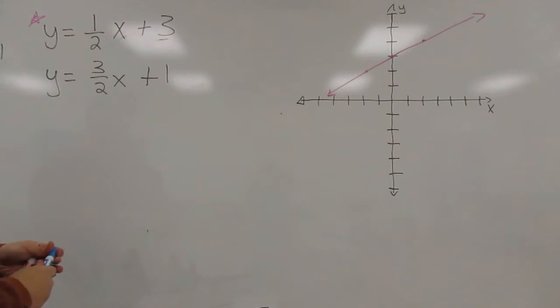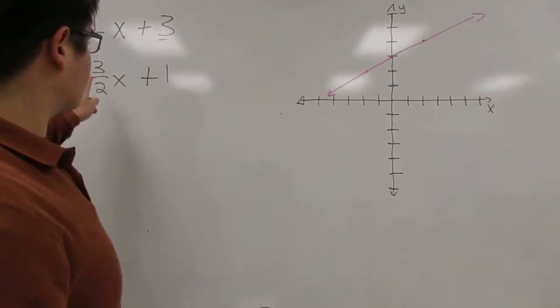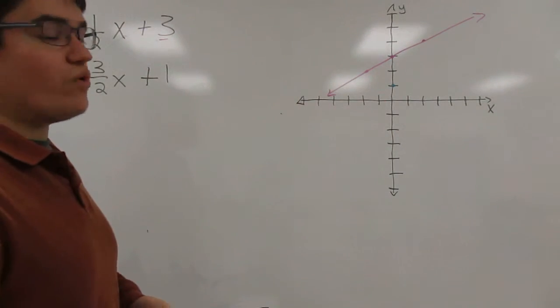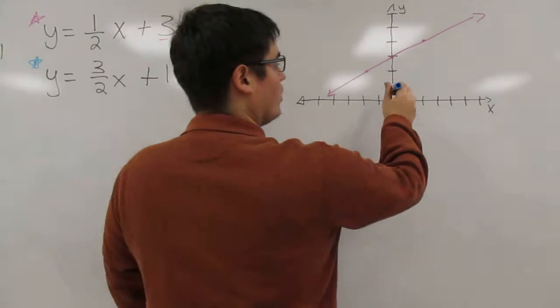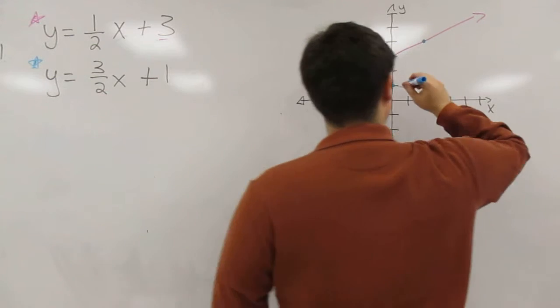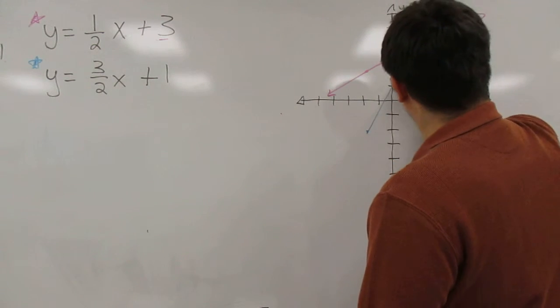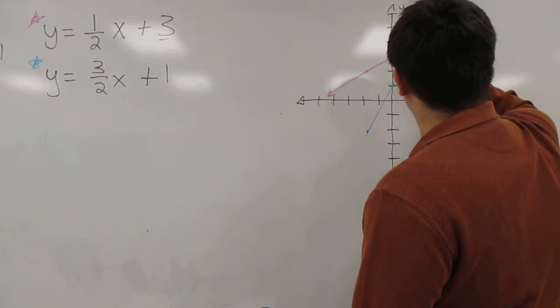Now I'm going to graph the next line in blue. Okay, go up 1. Boom. Slope is 3 over 2, difference in y over your difference in x. So up 3: 1, 2, 3. Over 2: 1, 2, 3. Over 2. Oops. Terrible.